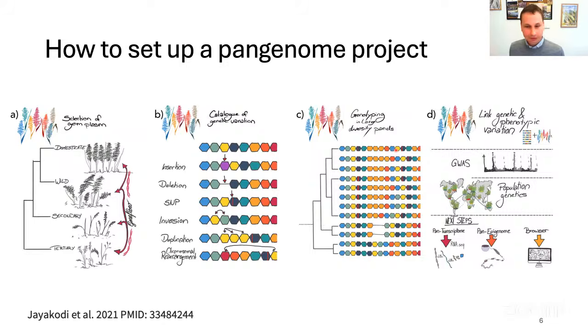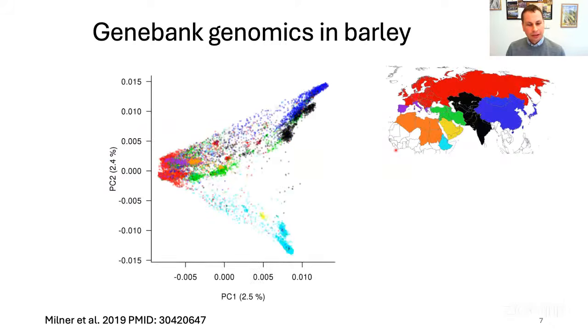So let's go through the concrete results. More than 5 years ago, we published the gene bank genomics study in barley. This is based on genotyping all 22,000 barley accessions in our collection. And this resulted in a matrix of 50,000 markers for one representative individual of each accession. And this variation matrix is represented here in the principal component analysis that can be thought of as a representation of the genetic diversity space of barley.